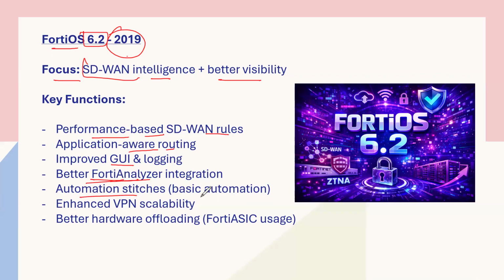Basic automation was added, enhanced VPN scalability, and better hardware offloading, like FortiASIC usage started. Correct? You know that whenever anything new comes in the market, something will be improved in that. So that's the improvement we have seen in this FortiOS version 6.2 that came in the year 2019.